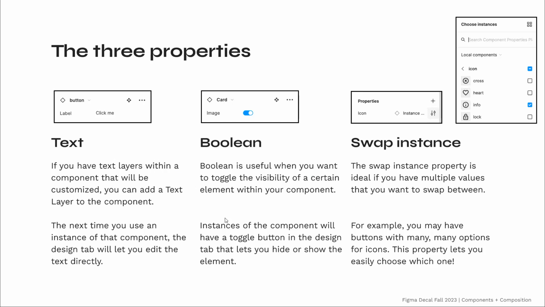So the swap instance property is ideal if you have multiple values that you want to switch between. So for example, if you have buttons with a lot of different options for icons, this property lets you easily choose which one you want.